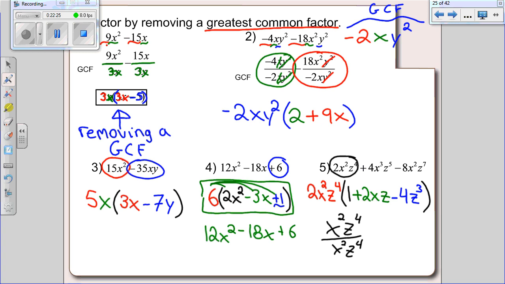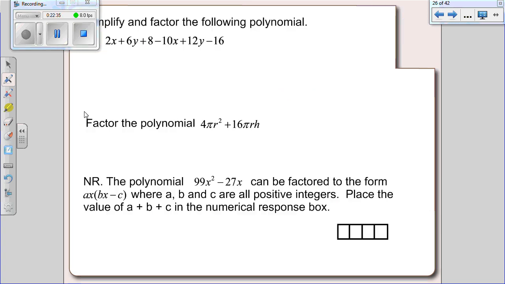Alright, word problems. The first one says simplify and factor the following polynomials. So if I went to factor this right now, I could take a 2 out of everything. Correct? But what's the first word it says before factors? Simplify. So if you want to simplify that, that means collect like terms. You have a lot of like terms here.